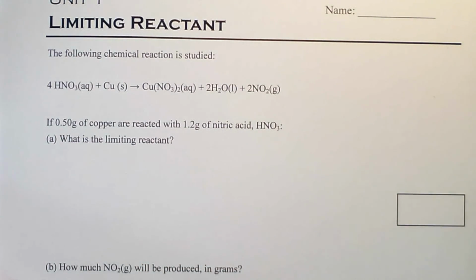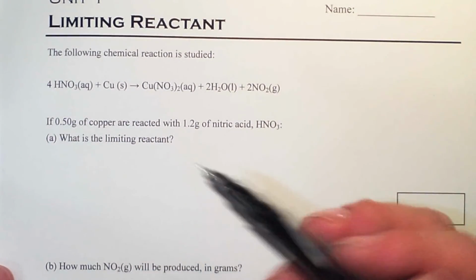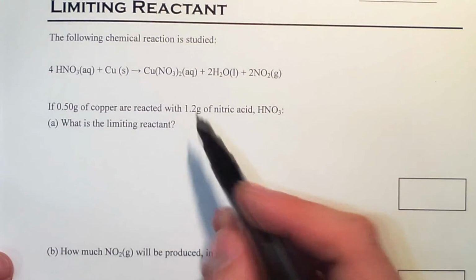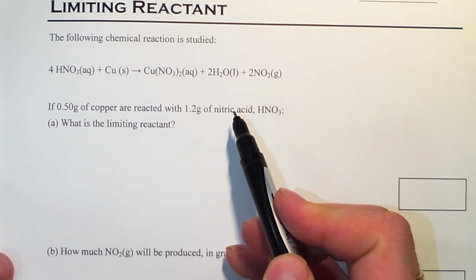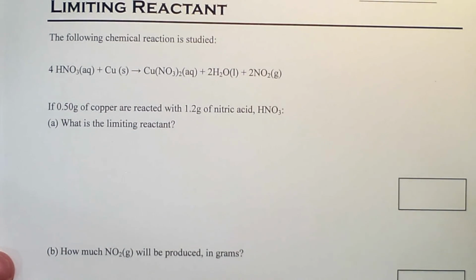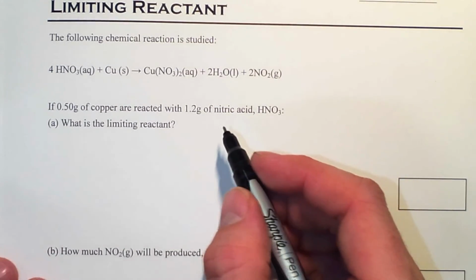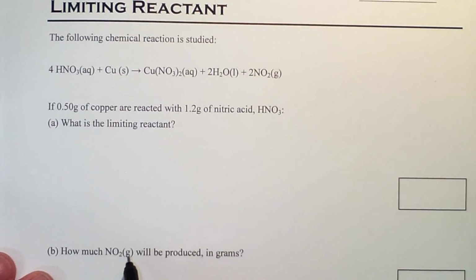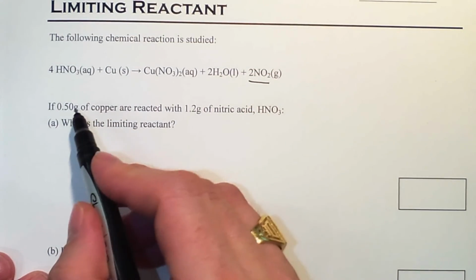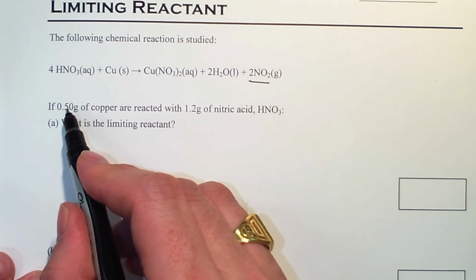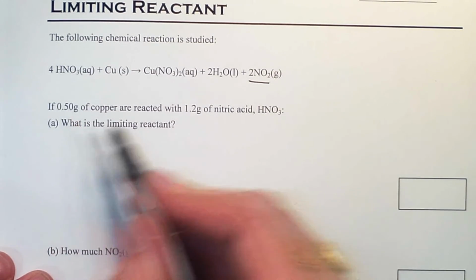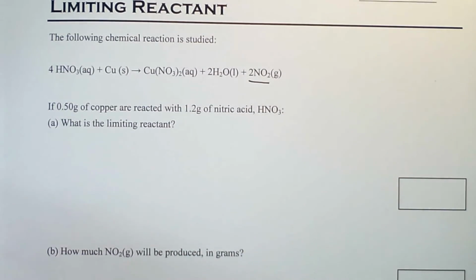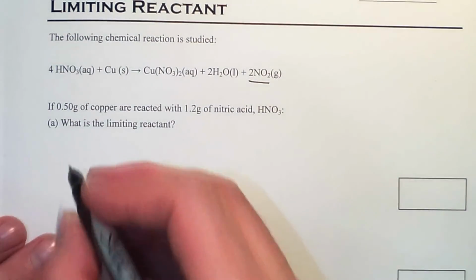So besides the fact that it asks what the limiting reactant is, we know we have to do a limiting reactant problem if amounts of both reactants are listed and it doesn't tell you which is in excess or what is extra. So when I'm trying to determine limiting reactant, I usually read ahead. So the next question says how much NO2 will be produced in grams. So that's this. So what I'm going to do is figure out how much NO2 is produced using both 0.5 grams of copper and then 1.2 grams of nitric acid. And I kind of do them at the same time.